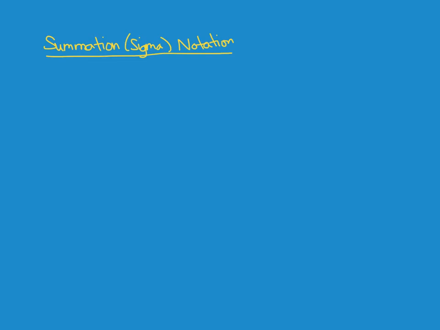I'd like to do a quick review on summation notation. We also call it sigma notation, and the reason we call it sigma notation is because it uses the Greek letter sigma. So this is my general formula for sigma notation, and we say that this is the sum of all terms a sub i.